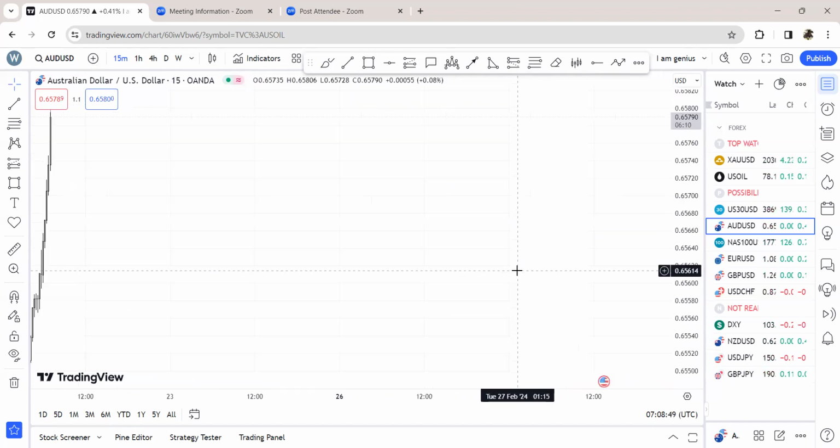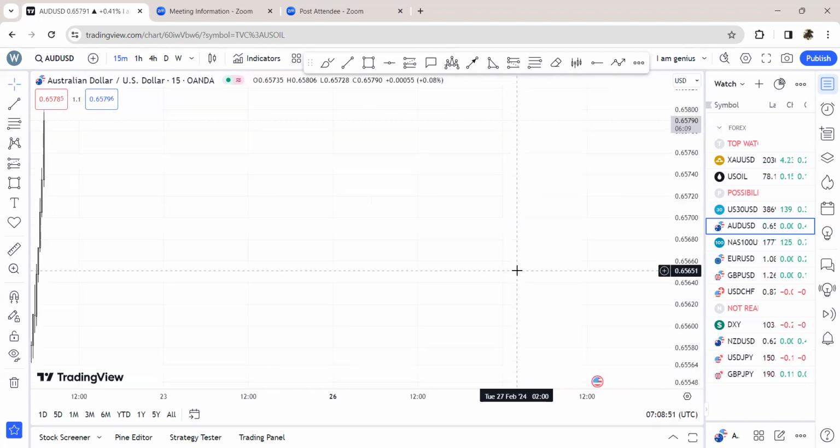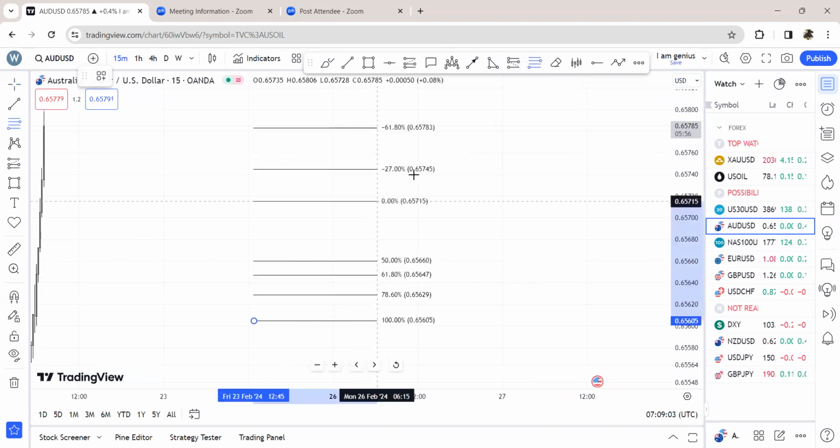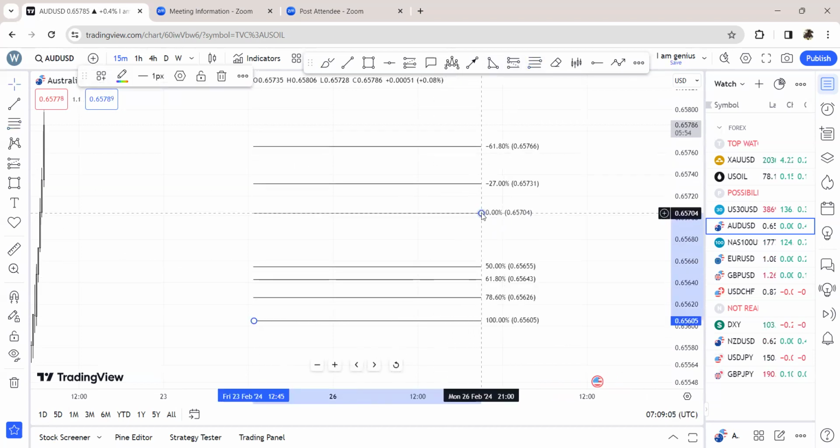Let's see. Is there anything that I've left out? So we've talked about extension levels. I've said the extension levels just help you to identify where you should put your take profit. So by extension, let me just be showing you this so that you're seeing what I'm talking about.